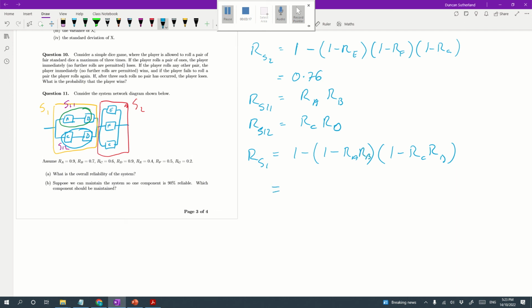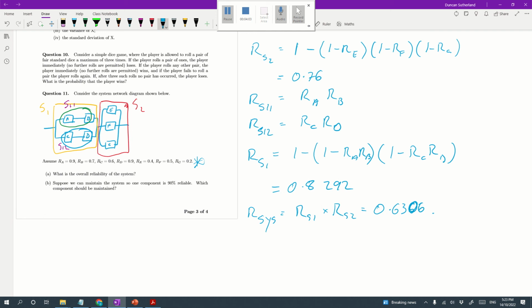And so when we plug in the numbers into this, we've got it specified here, all the reliabilities. It's just a matter of substitution. This subsystem turns out to be 0.8292. All right, and now we've got these two subsystems in series. So our system overall equals RS1 times RS2, just the product of these two numbers, which happens to be 0.6306.